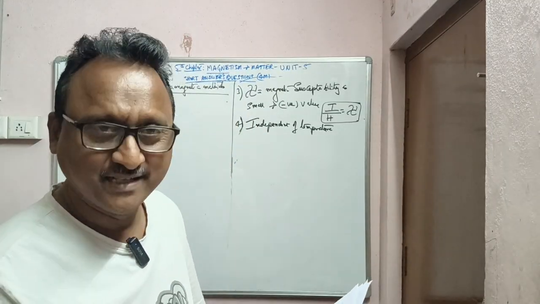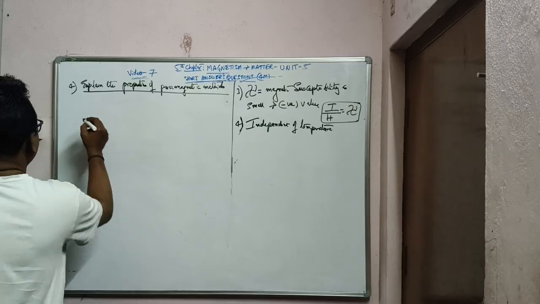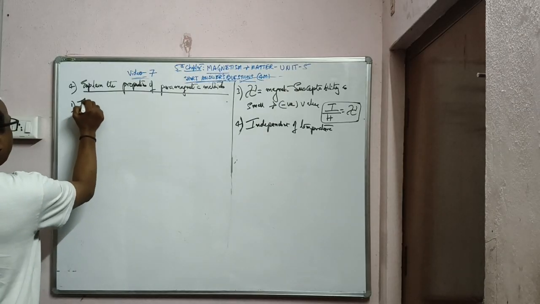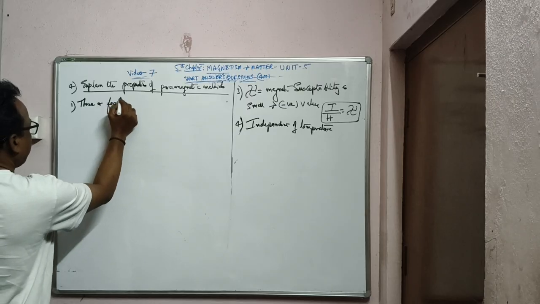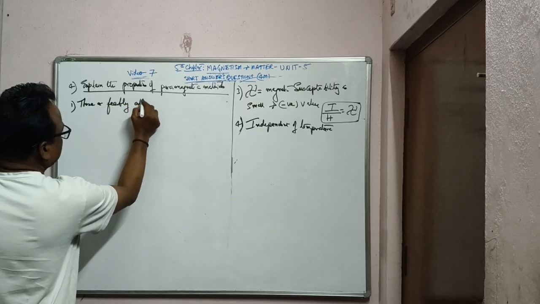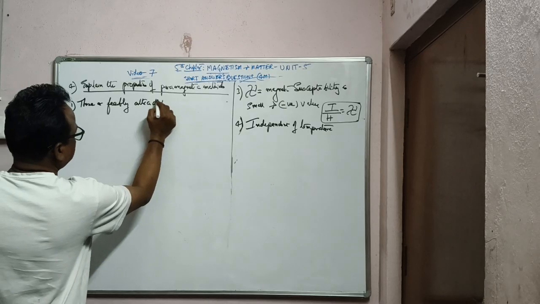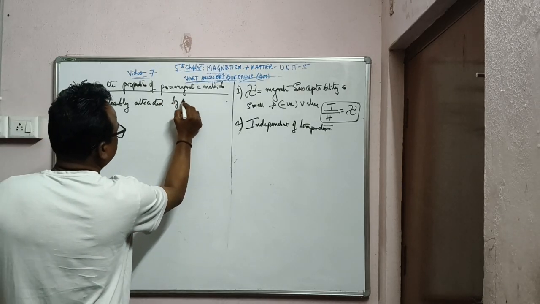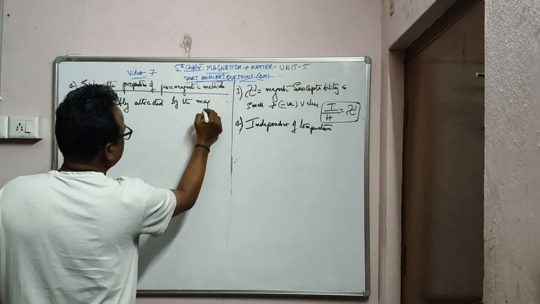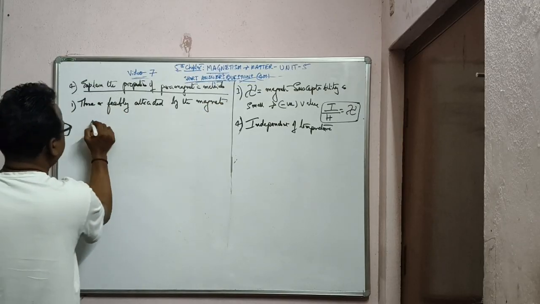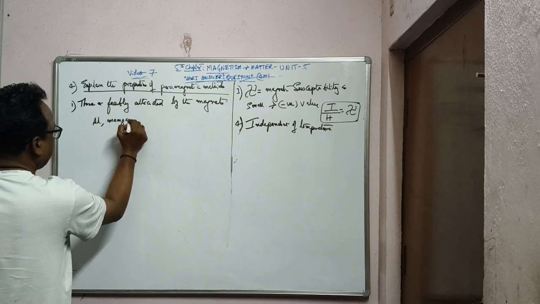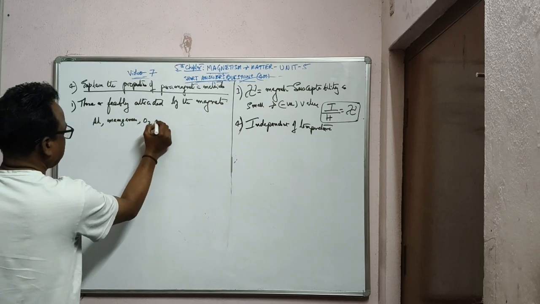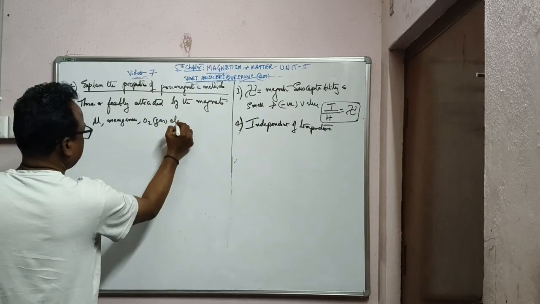So paramagnetic, you know, these are feebly attracted by the magnets. First one, these are feebly attracted, small attraction, feebly attracted by the magnets. For example, aluminium, manganese, oxygen gas, etc.